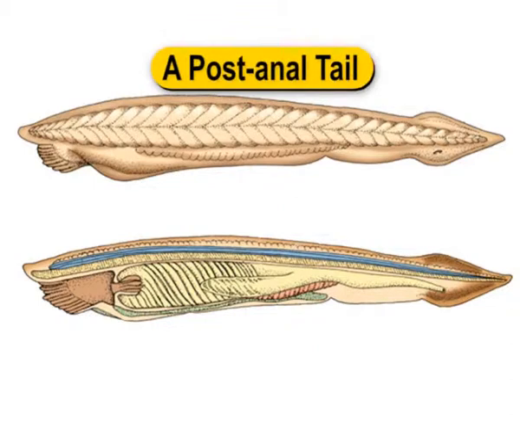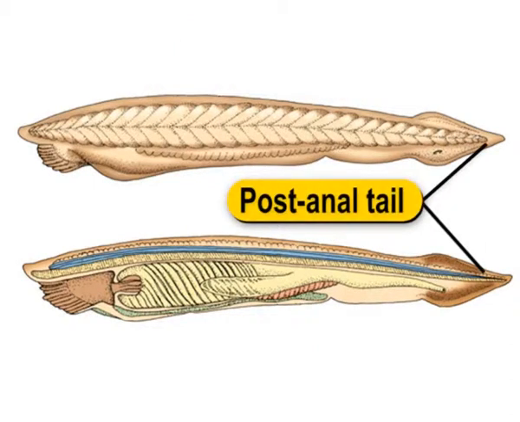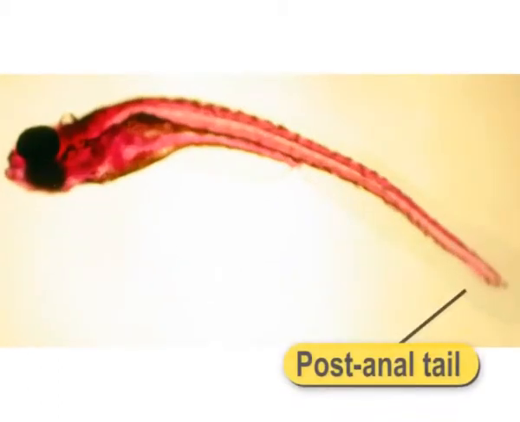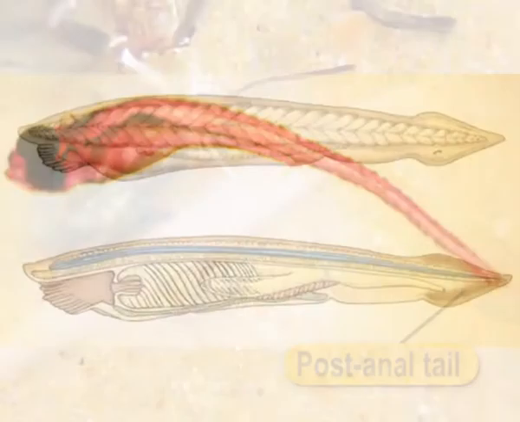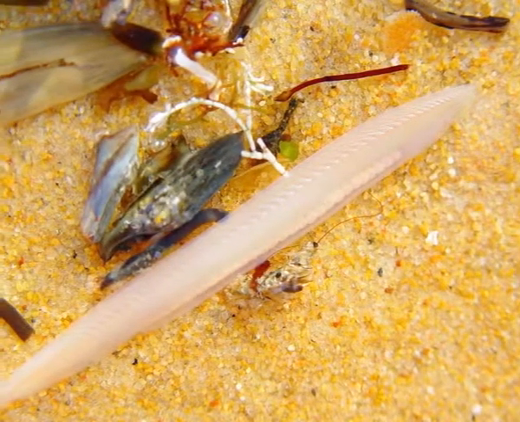A post-anal tail. The post-anal tail is a muscular region of the body that extends beyond the anus. This post-anal tail provides skeletal support and musculature that improves the locomotion of many aquatic chordate species.